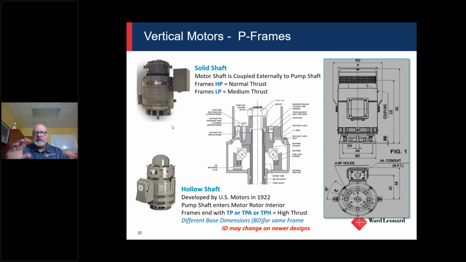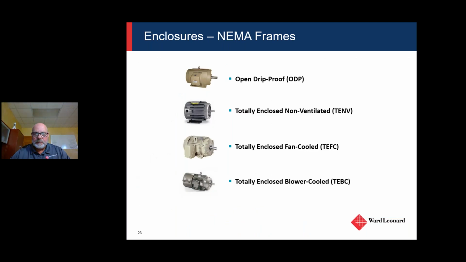The windings and the configuration, terminal box doesn't really vary that much. It's just on how the pump shaft comes up and through, right? It's just a way to couple the motor. Okay, and the different types of enclosures, there's a few.